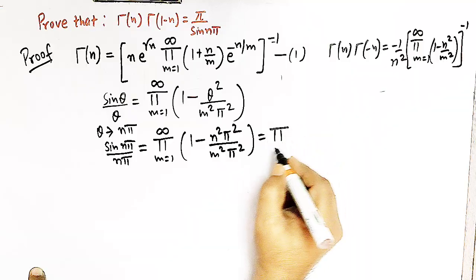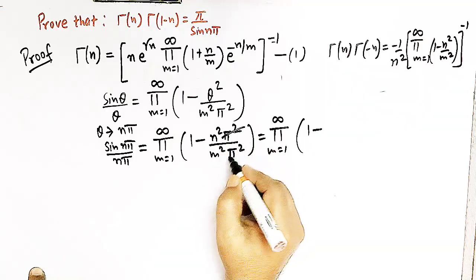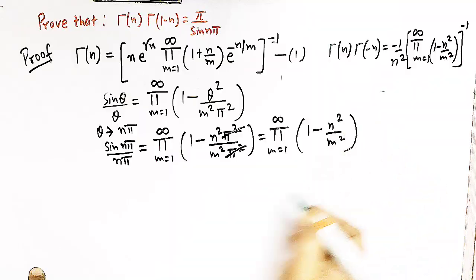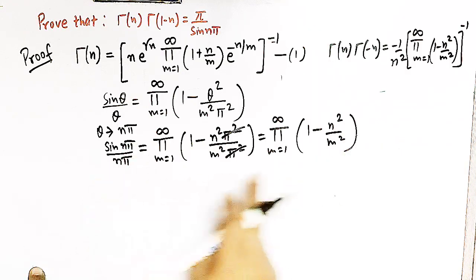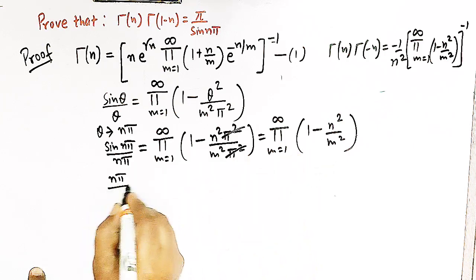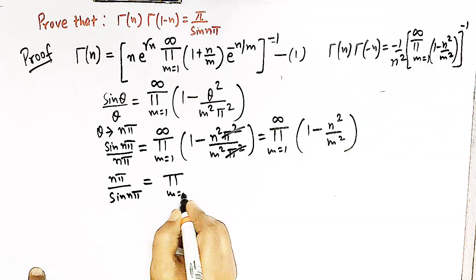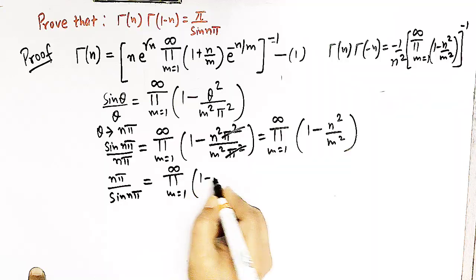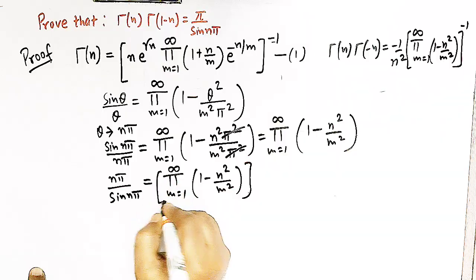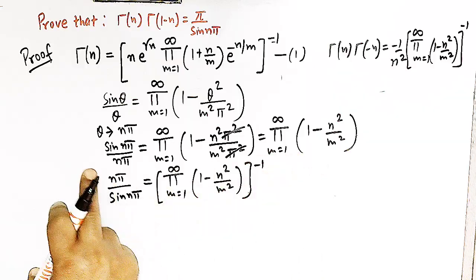So this is the product from m equal to 1 to infinity, and we have 1 minus n square over m square, since pi square and pi square get cancelled, right? So now if we take the reciprocal of both sides, then we have n pi over sine n pi equal to the product from m equal to 1 to infinity of 1 minus n square over m square, to the power minus 1, right?